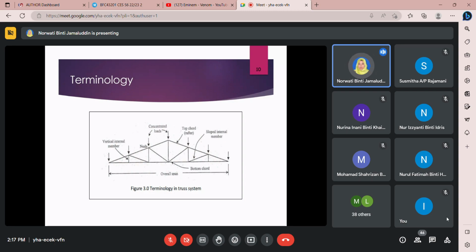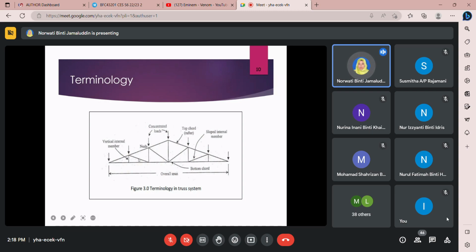The uppermost member is the top chord, or rafter. The bottom part, we call it the bottom chord. The bottom chord corresponds to the lower horizontal member. The top chord can be an inclined member or also a horizontal member, but it is at the uppermost of the truss system.